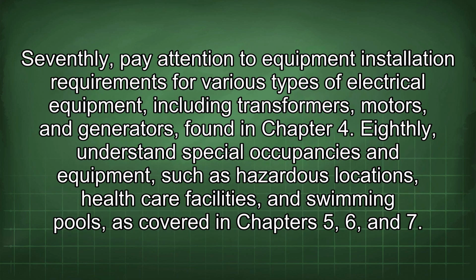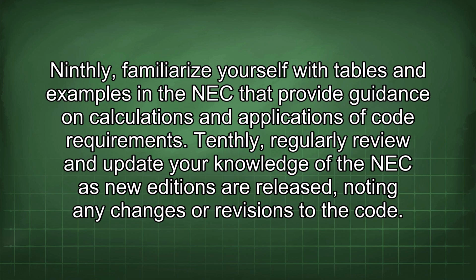Seventhly, pay attention to equipment installation requirements for various types of electrical equipment, including transformers, motors, and generators found in Chapter 4. Eighthly, understand special occupancies and equipment, such as hazardous locations, healthcare facilities, and swimming pools, as covered in Chapters 5, 6, and 7. Ninthly, familiarize yourself with tables and examples in the NEC that provide guidance on calculations and applications of code requirements.